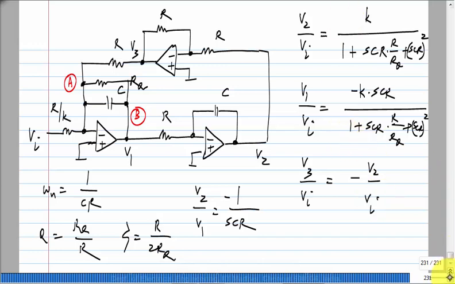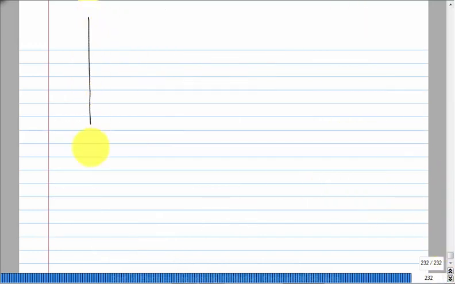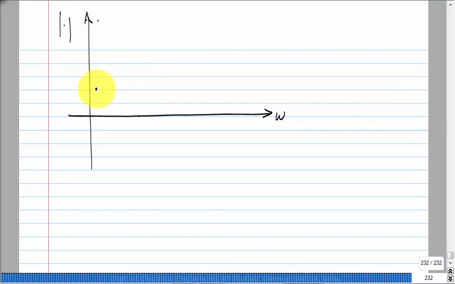And if you sketch these transfer functions as a function of frequency, the magnitude, V1 by VI will have a DC gain of K, and assuming Q is more than 1 by square root 2, it will have peaking.